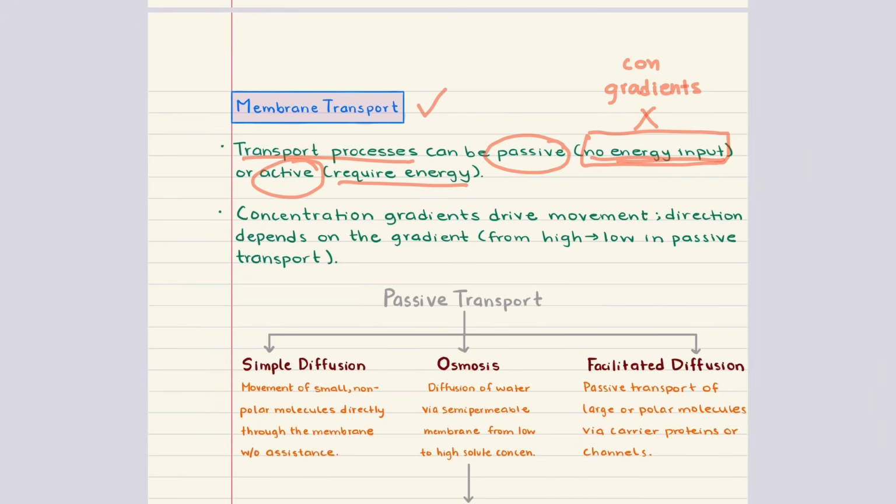And this movement is driven by something called a concentration gradient. In contrast, active transport is going to require the cell to use energy, usually in the form of ATP, to move substances against their concentration gradient, so from an area of low concentration to an area of high concentration. But let's start with passive transport first.